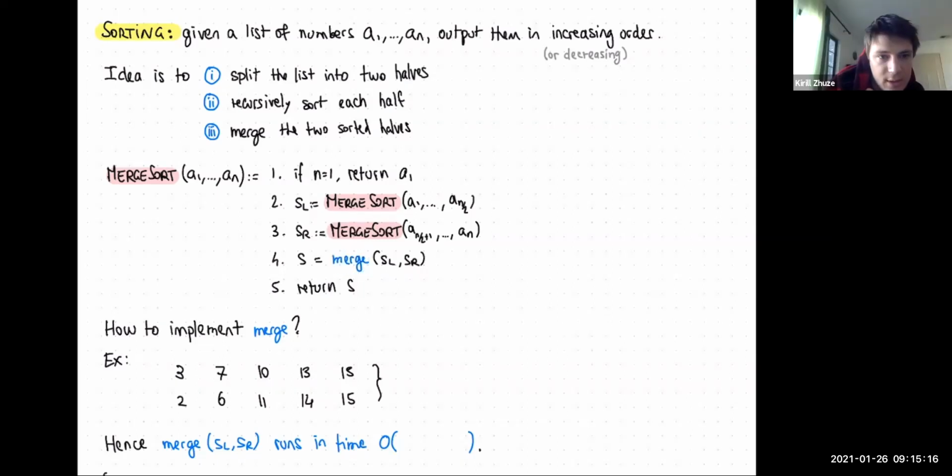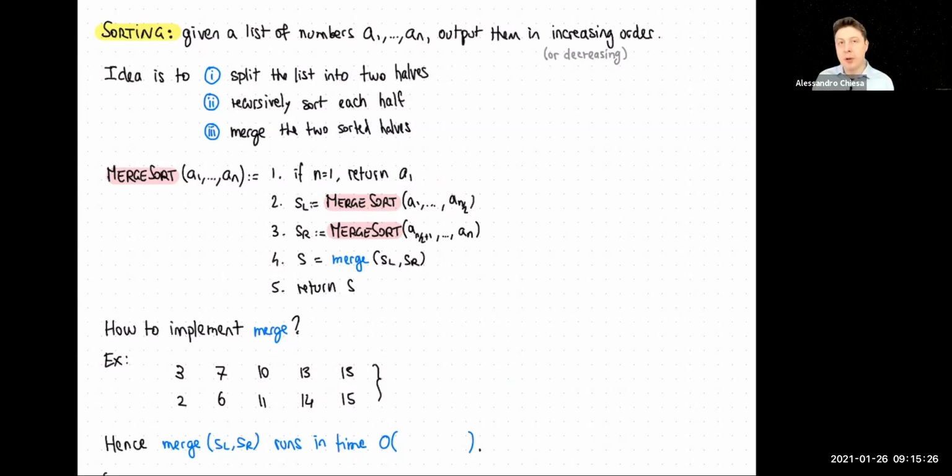Well, if we know that the least element of the right thing is greater than the largest element of the left thing, we can just combine them. We don't have to do any element by element checking. So let's say that we're talking of increasing order.